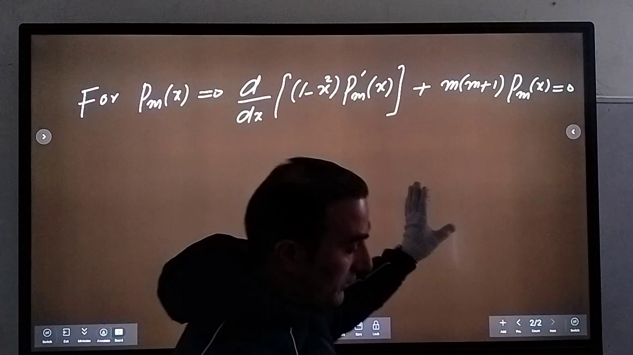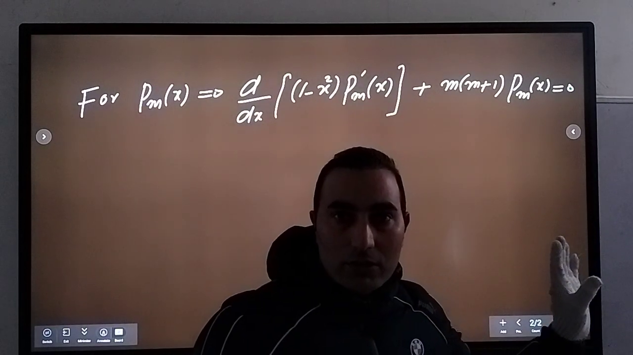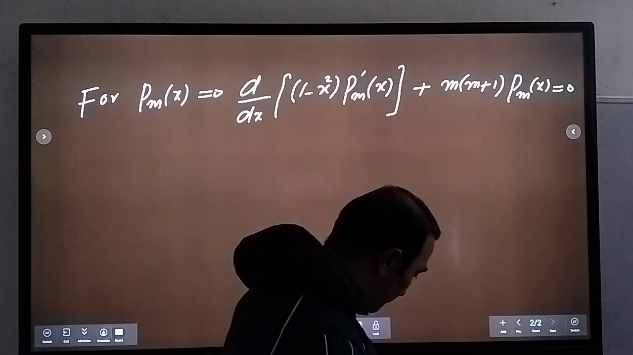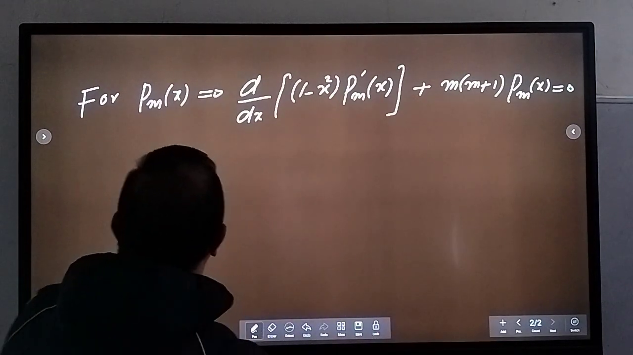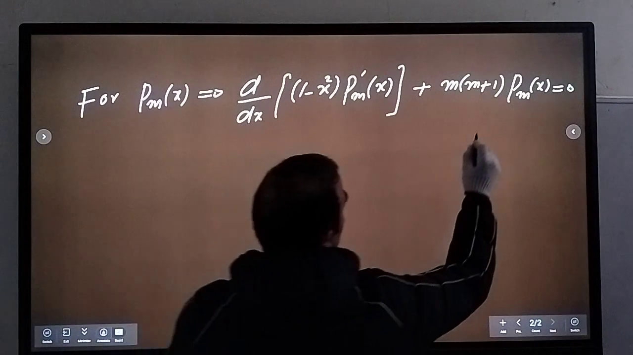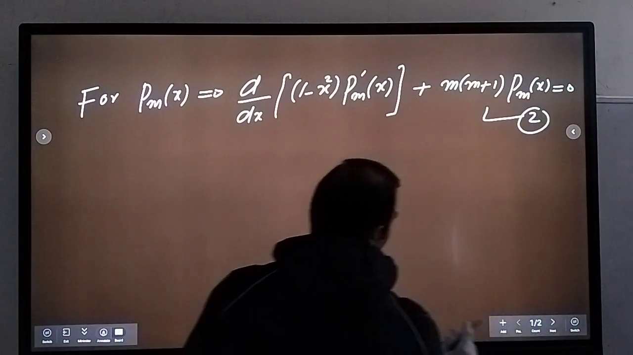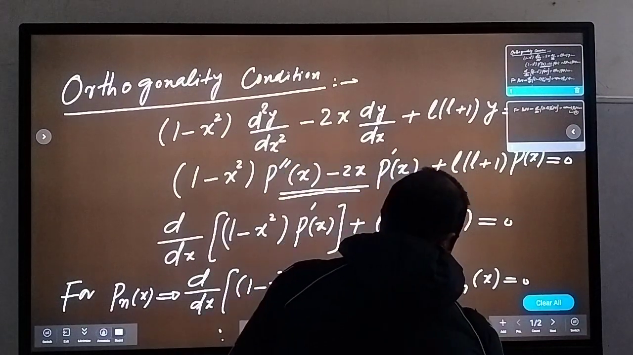Okay, now we have two functions, two differential equations. One corresponds to Pn of x and the second corresponds to Pm of x. Right? Now we can do one thing. Let us label this equation second, and this is our equation first.